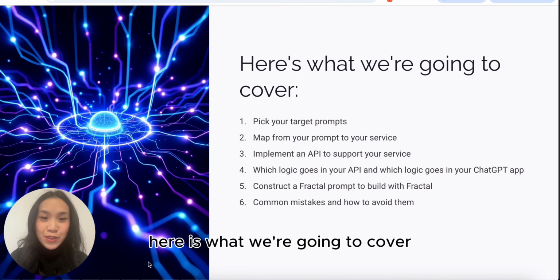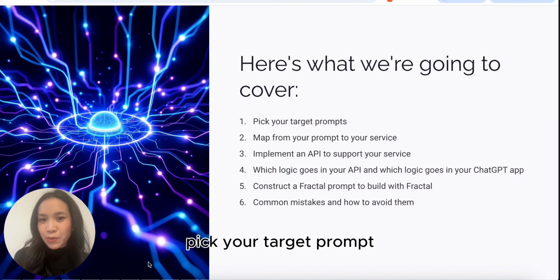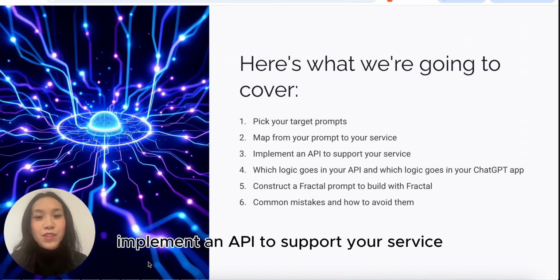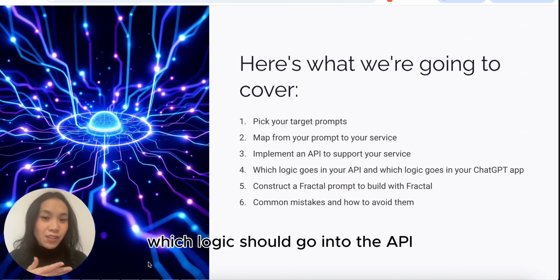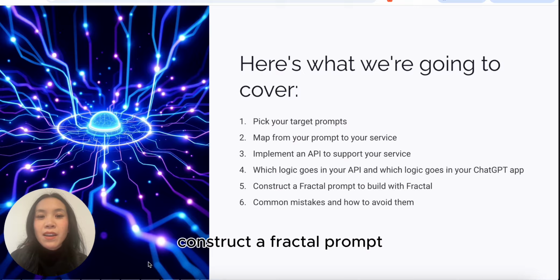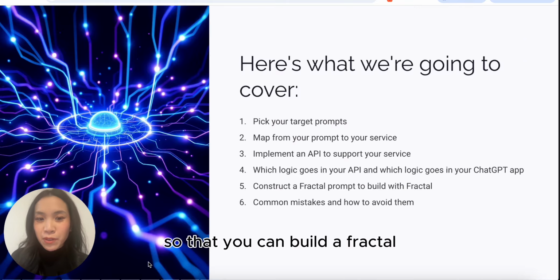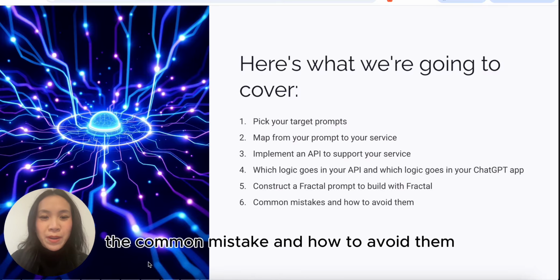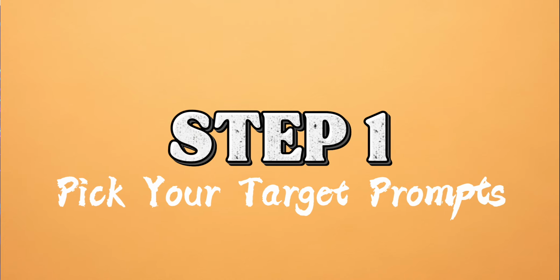Here is what we're going to cover. Pick your target prompt, mapping your prompt to your service, implement an API to support your service, which logic should go into the API and which logic should go into the ChatGPT app. Construct a Fractal prompt so that you can build with Fractal. And the last step, the common mistakes and how to avoid them. Let's get into it.